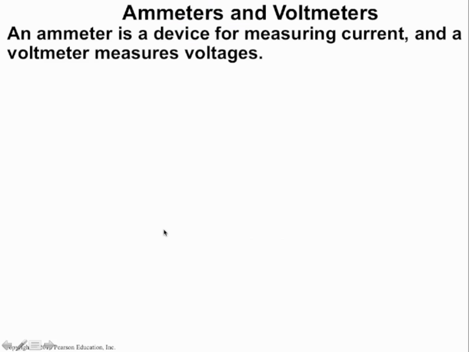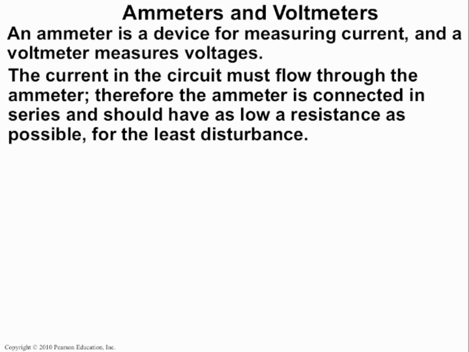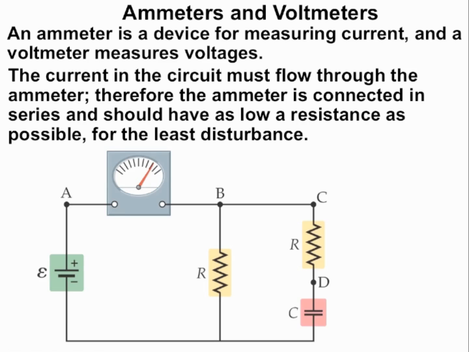Ammeters and voltmeters. An ammeter is a device for measuring current, and a voltmeter measures voltages. The current in the circuit must flow through the ammeter. Therefore, the ammeter is connected in series and should have as low a resistance as possible for the least disturbance. So here is a circuit with an ammeter connected in series between points A and B. The reason it has to have a low resistance is because you don't want it to affect the current that you're trying to measure, and so the current should be able to go straight through it without getting dissipated at all.